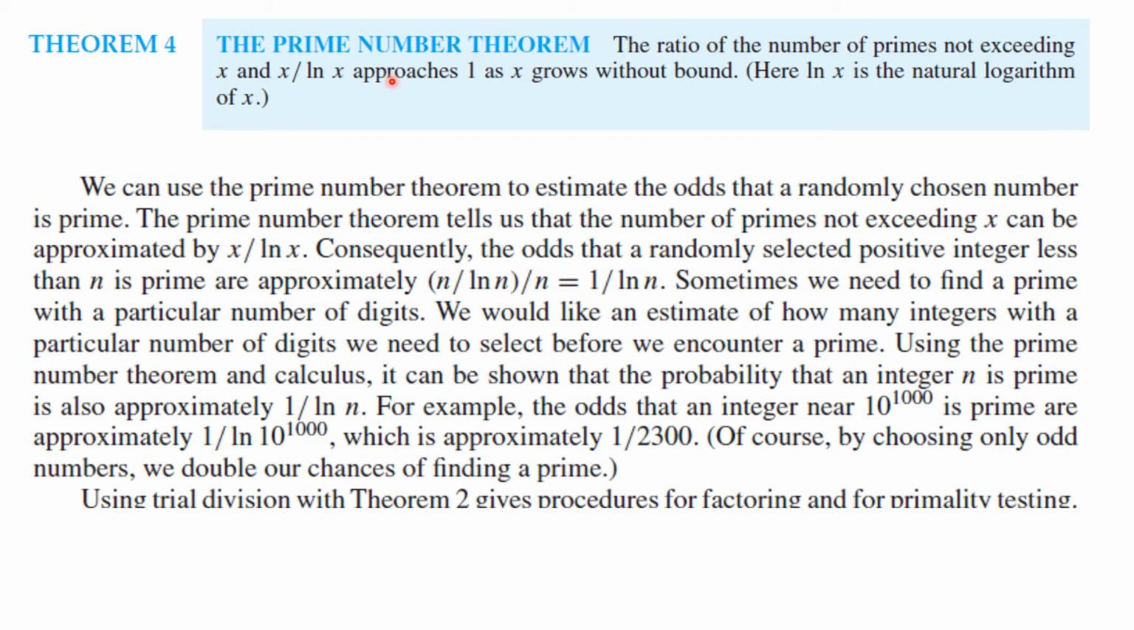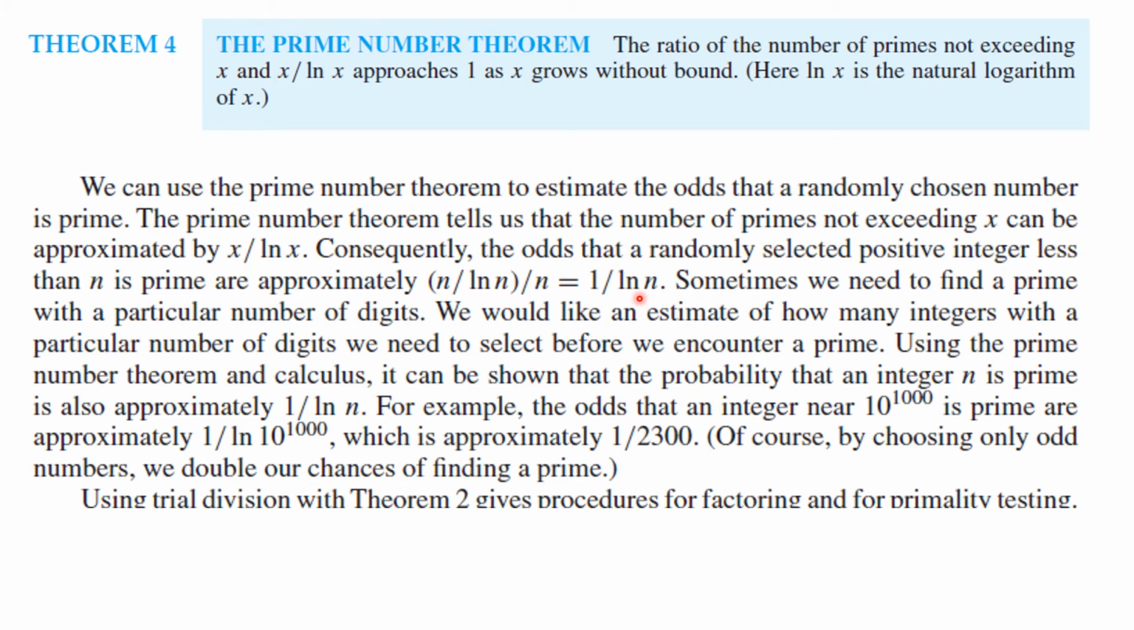So what this means is that the number of primes less than x is of the order of, or we called it theta of, x over ln x. Now we can use this to estimate the odds that a randomly chosen number is prime. The prime number theorem tells us that the number of primes not exceeding x is approximated by x over ln x. So the odds are going to be 1 over ln n.